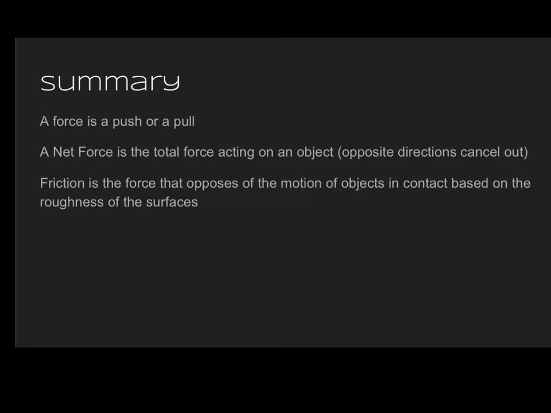To summarize, a force is a push or a pull. A net force is the total force, all of the different forces added together, acting on an object. And it's also important to notice that opposite directions will cancel out. So if I have something going to the right and something going to the left, they can cancel each other out. Though if this is only 4 and this is 7, well then my force is going to be 3 back this way. So it's only going to cancel out part of this because this one's smaller.